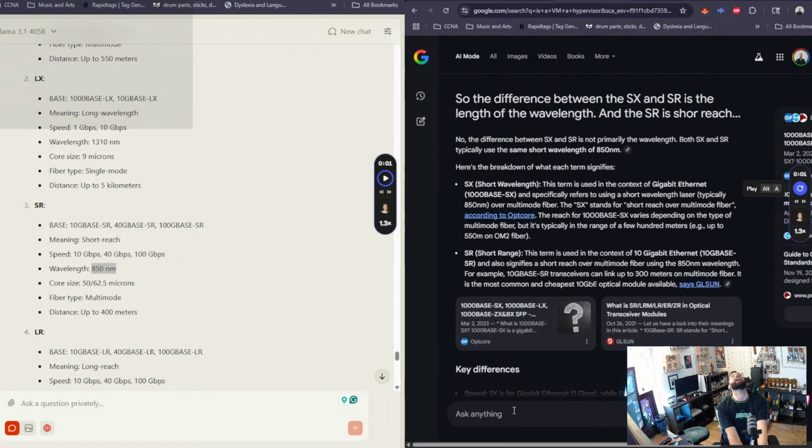No! Oh my God! Okay, no, the difference between SX and SR is not primarily the wavelength. SX and SR typically use the same short wavelength.